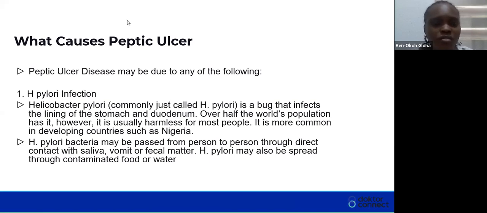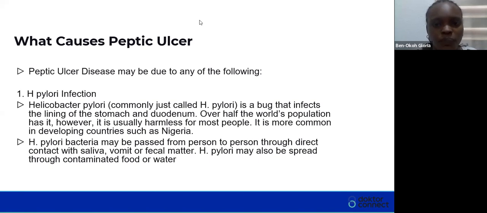And it's actually a very, very popular infection. It has been estimated that half of the world's population has this infection. But the good news is that for most people, this infection is actually harmless. An individual may have H. pylori infection and not develop ulcers. But most of the people who eventually develop ulcers actually have this H. pylori infection. And this H. pylori is also very common in developing countries. As we all know, Nigeria is a developing country.